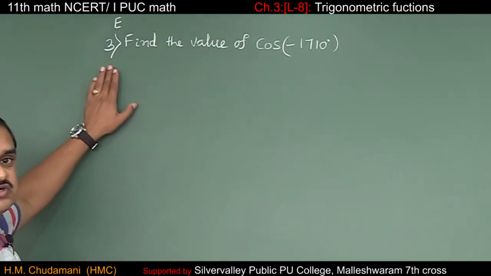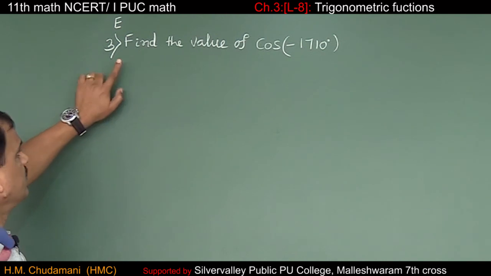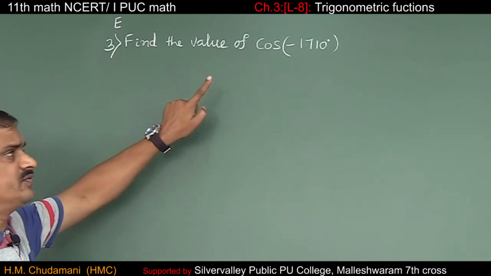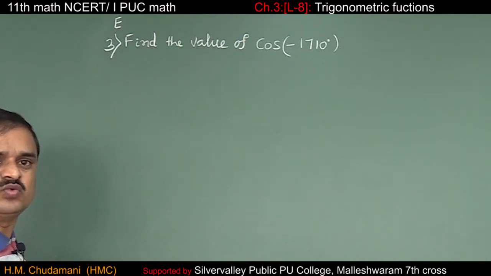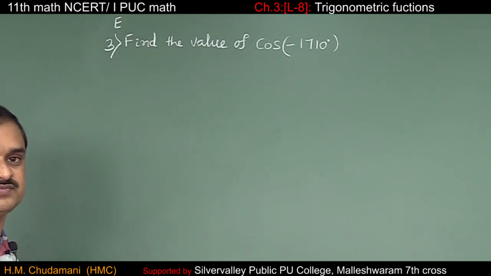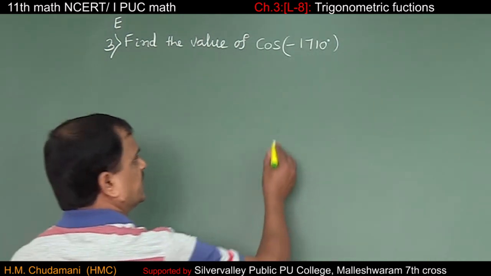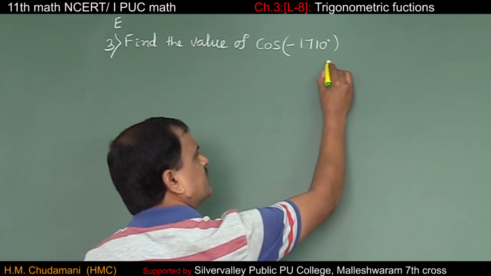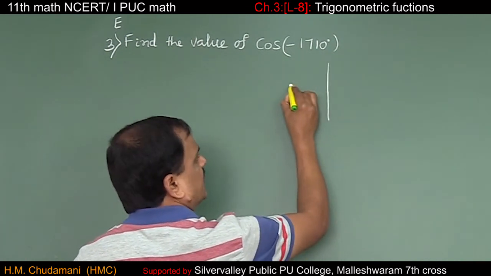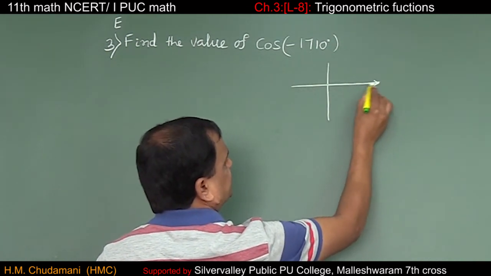Next, question number 3, an exercise problem. Find the value of cos of minus 1710 degree. See, cos of minus theta. Where does minus theta lie?